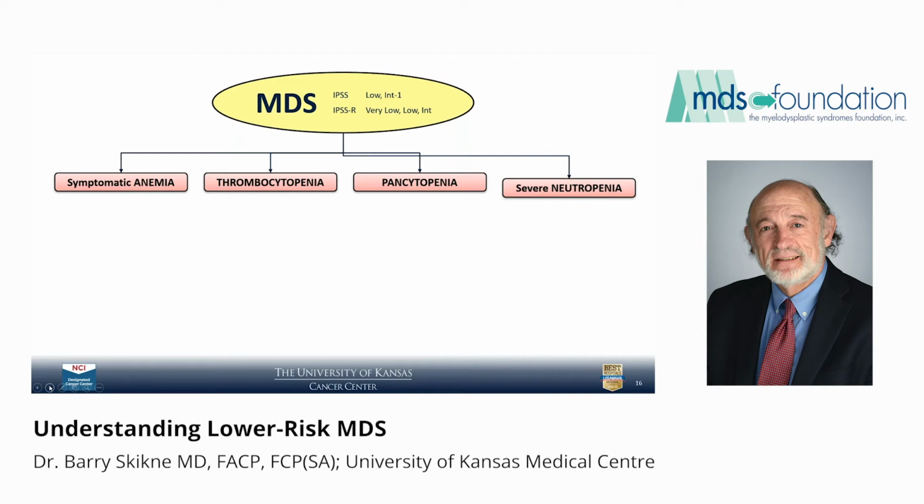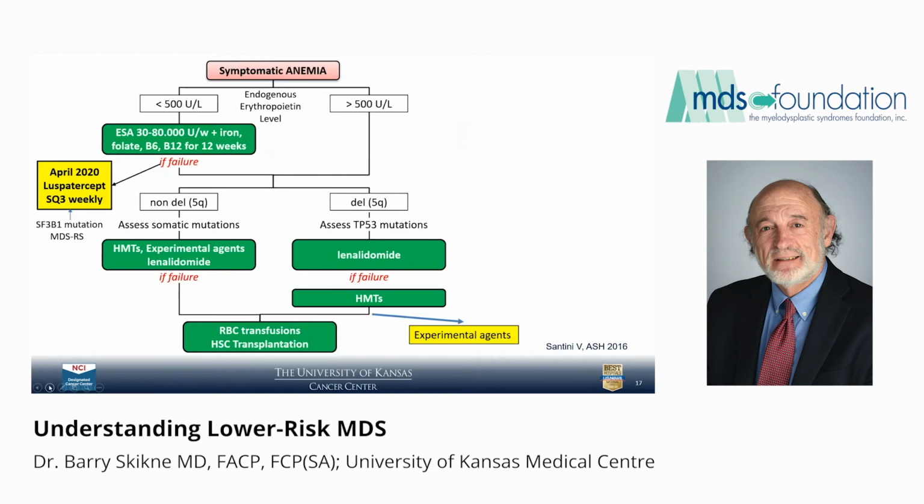So a patient may be thrombocytopenic or neutropenic alone, just isolated, or they may have a combination of any of these, which falls under the group, if you want, as pancytopenia. And we're going to discuss each one of these categories.